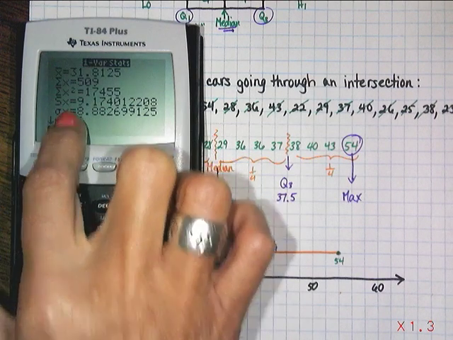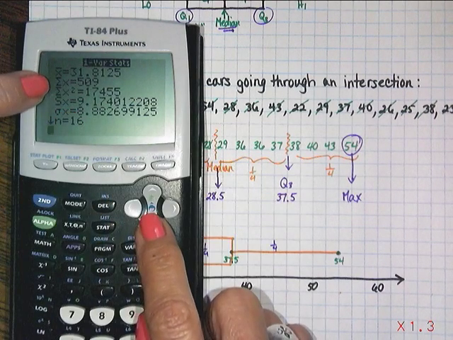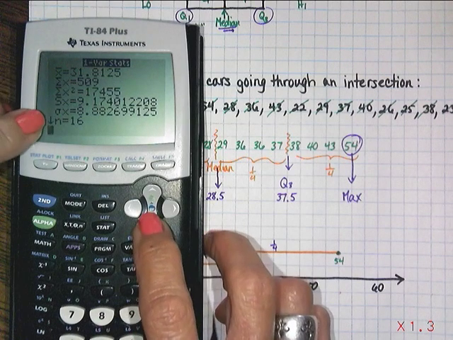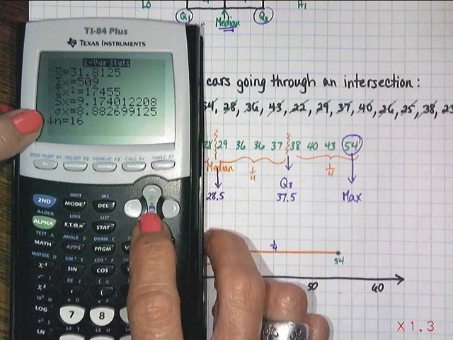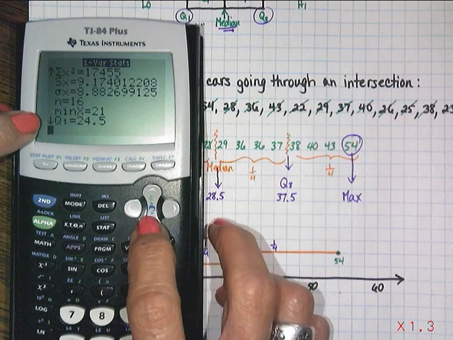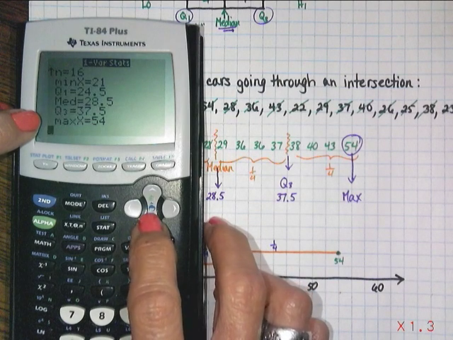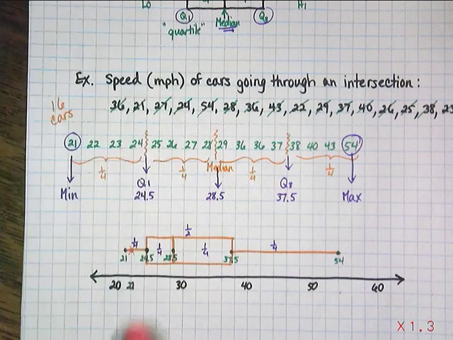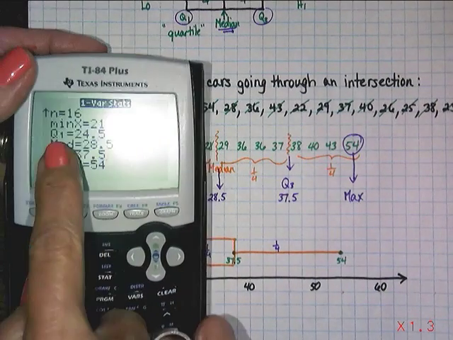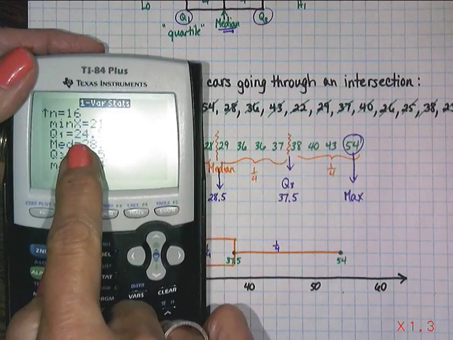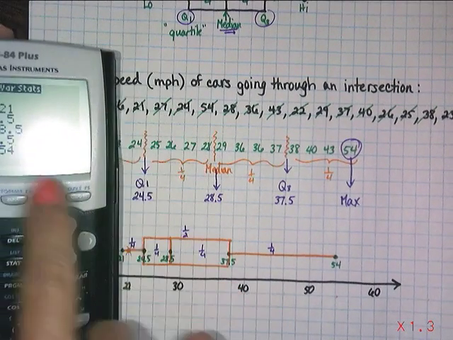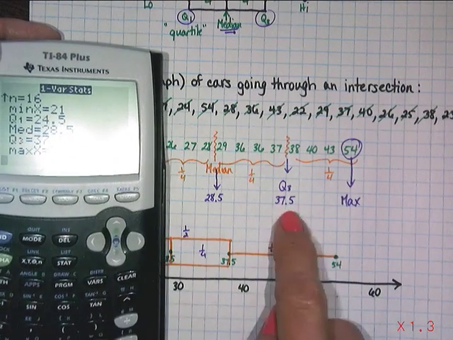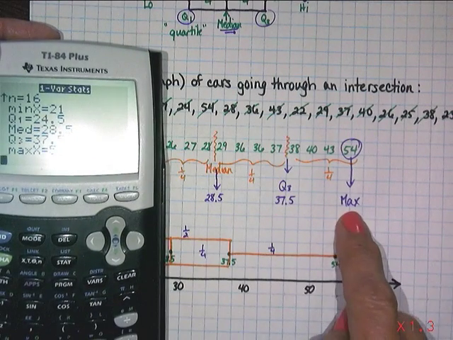And let me show you what we're looking for. Let your eyes look down to the first thing here. It says n equals 16. That tells you how many numbers you had, right? If I use my down arrow key, I'm going to see those 5 key pieces of information that I needed to make my box and whisker. The minimum X value was 21. Sure was. My quartile 1 number was 24.5. Yes. My median was 28.5. Yes. Quartile 3, 37.5, and max 54.